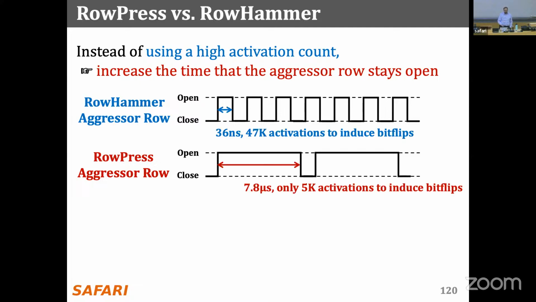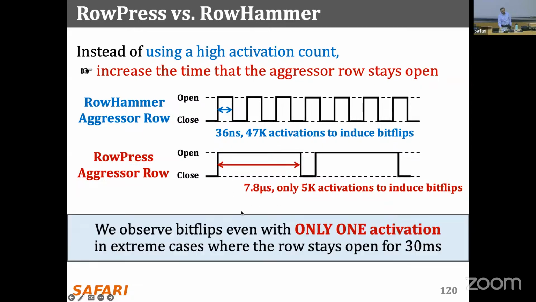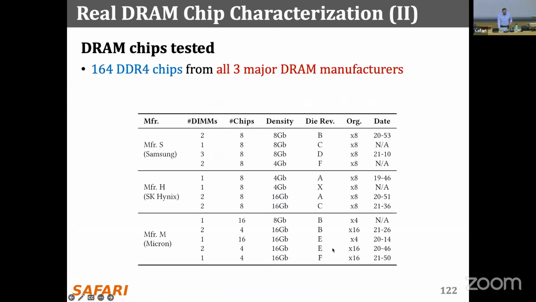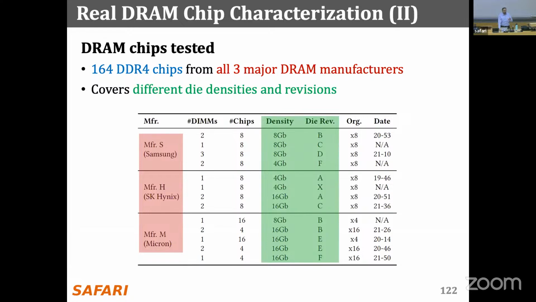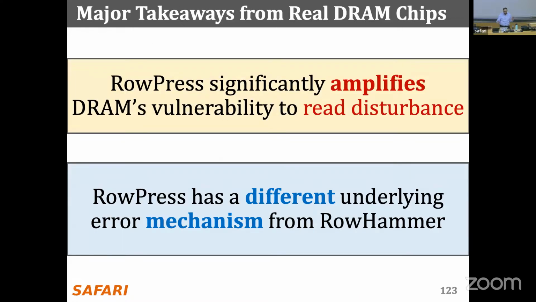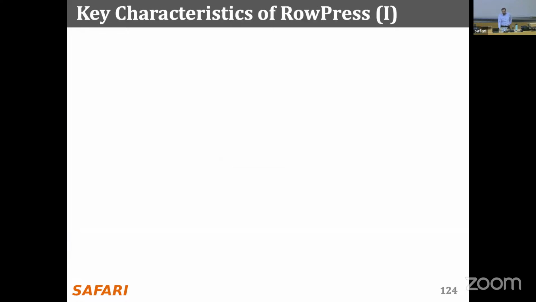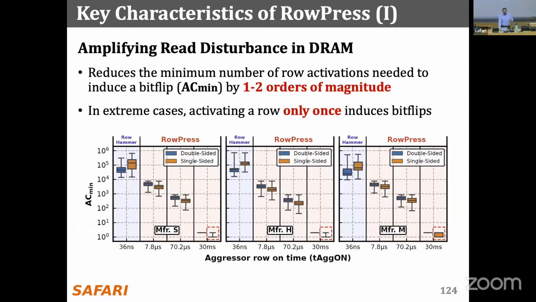And this has a huge impact. If you wait 36 nanoseconds when you open a row, you need 47,000 activations to induce a bit flip. If you keep it open for 7.8 microseconds, then you have bit flips at 5,000 activations, an order of magnitude reduction. And if you wait long enough, only one activation is enough to induce a bit flip. There is a rigorous experimental analysis in this paper. They test a lot of chips and show that RowPress significantly makes DRAM vulnerable to read disturbance, and it's a different underlying mechanism than RowHammer. So they can work together in the attacker's benefit.